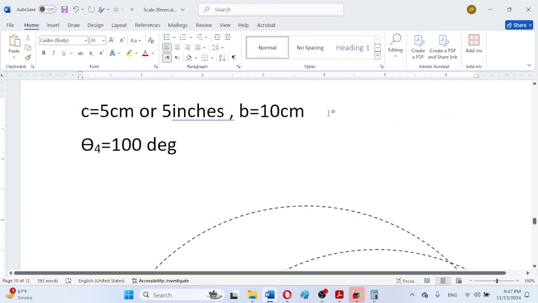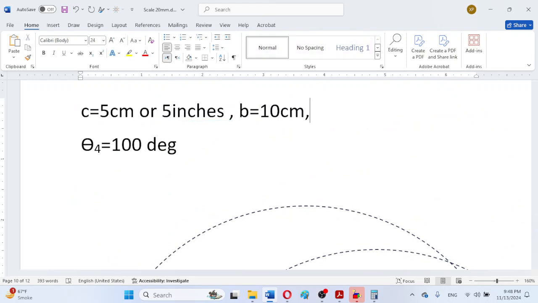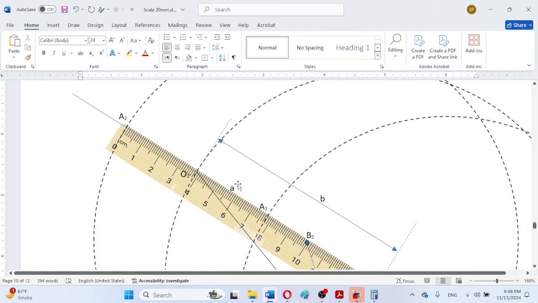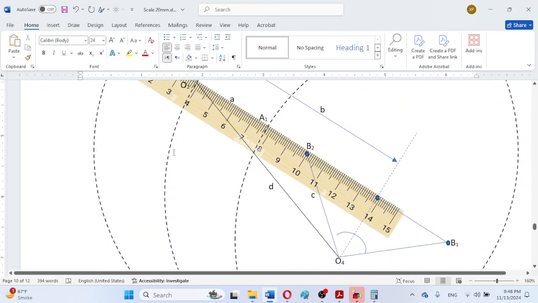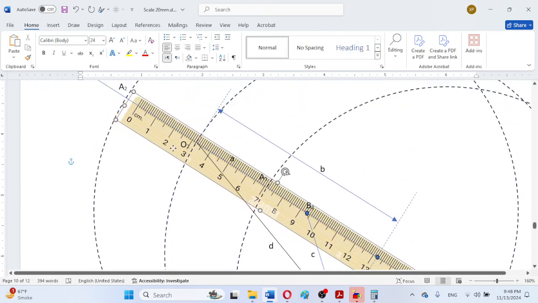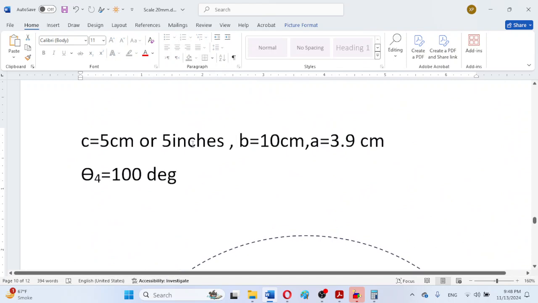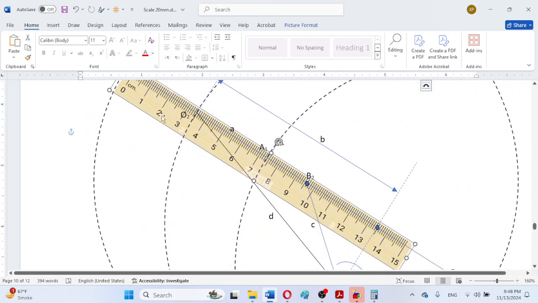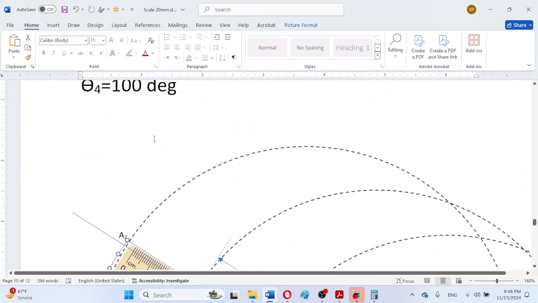So I can mention here that a is equal to 3.9 centimeter. And now in a similar manner, measure the length b. B was already specified, that we can again verify that this is equal to 10 centimeter.